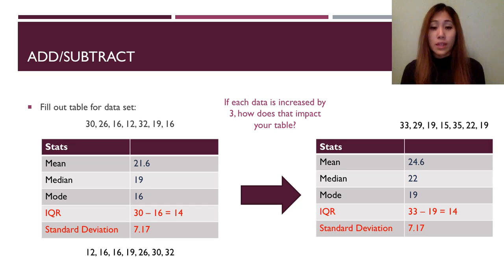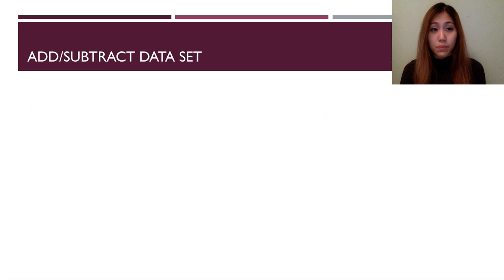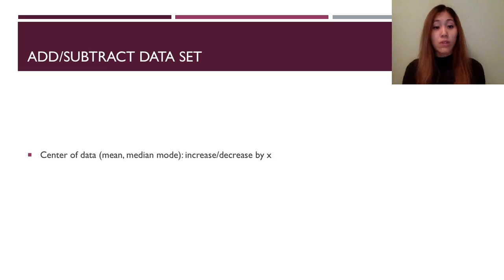So again, we see that the spread does not change, but the center changes when you're increasing or decreasing a data set. That means when you're adding or subtracting, the center changes, but your spread does not. So, quick summary: the center of data increases or decreases by X. If you subtract 5 from each one of your data values, then you know that the center of data is going to change, but the spread of data would not, and so that would remain unchanged in an addition or subtraction situation.